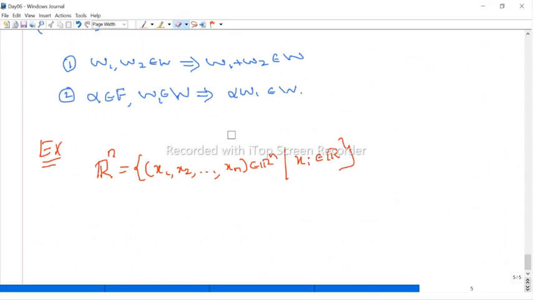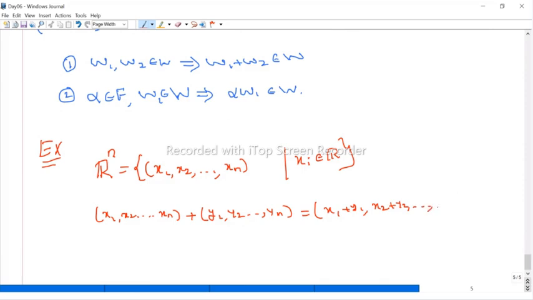where the xi's are real numbers. We are defining the set of all n-tuples where each xi comes from the real numbers. Now we can add two n-tuples, right? So how can we add? Suppose x1, x2, etc., xn is one n-tuple, and suppose we have another n-tuple y1, y2, etc., yn. We define addition term by term. So that is x1 plus y1, comma x2 plus y2, etc., comma xn plus yn.